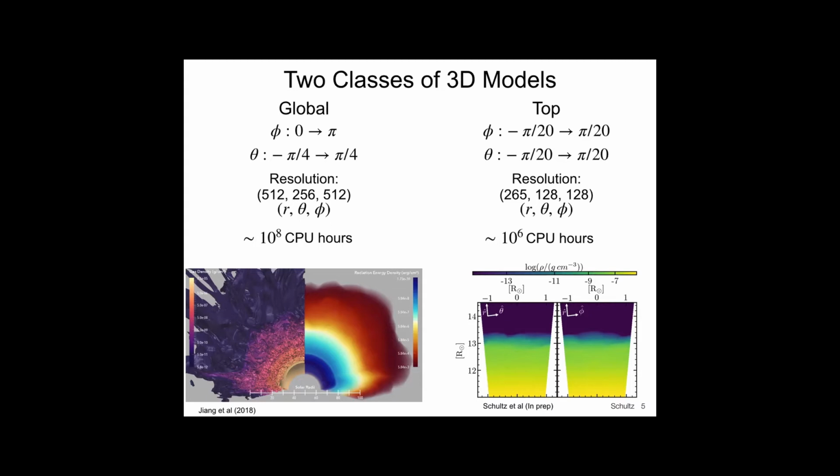And then more recently, we've been doing very narrow box simulations, or what we call top simulations, which only take roughly 1 million CPU hours, so they're a factor of 100 faster to run. And our hope is that we can probe different regions of the HR diagram with these smaller simulations and understand how this surface convection turbulence manifests in different regions of the HR diagram.